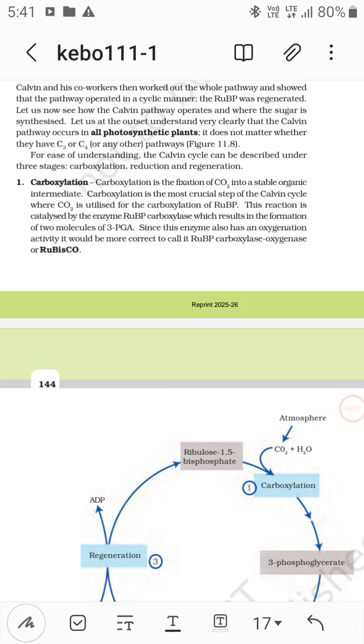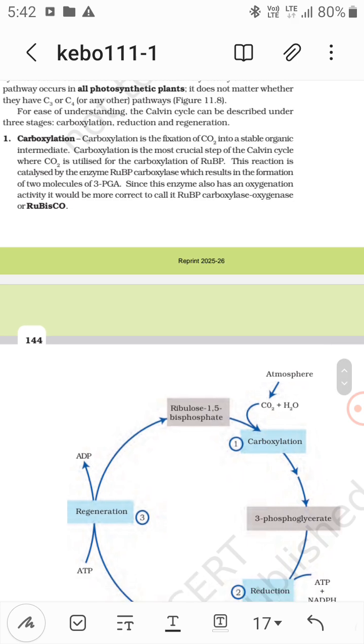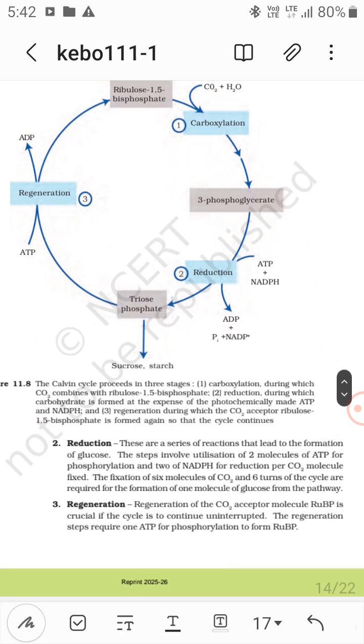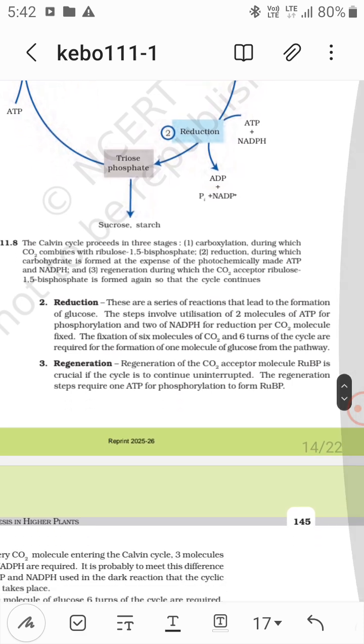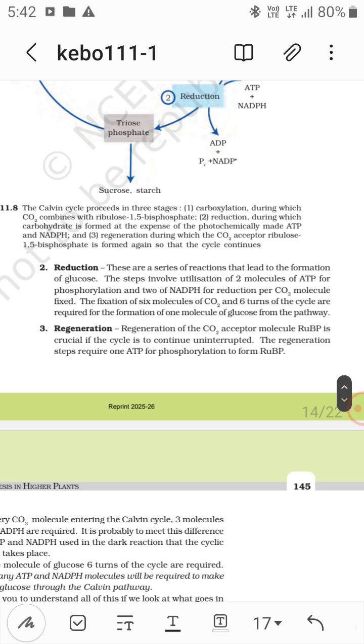Carboxylation is the most crucial step of the Calvin cycle, where CO2 is utilized for the carboxylation of RuBP. Now, two molecules of 3-PGA are formed. Second is reduction, where the reduction step involves utilization of two molecules of ATP for phosphorylation and two of NADPH for reduction per CO2 molecule fixed.